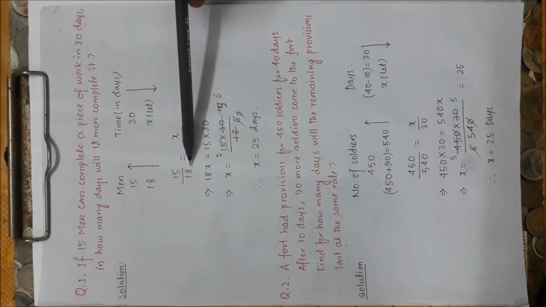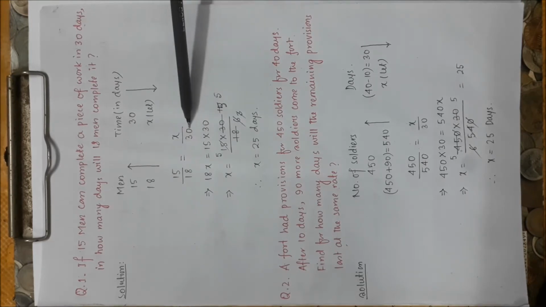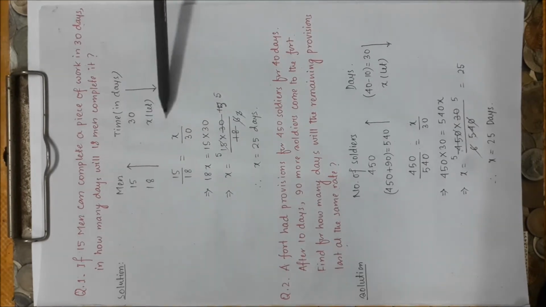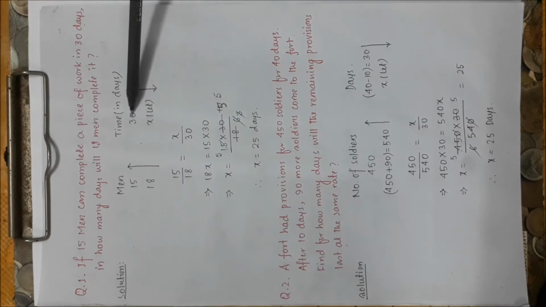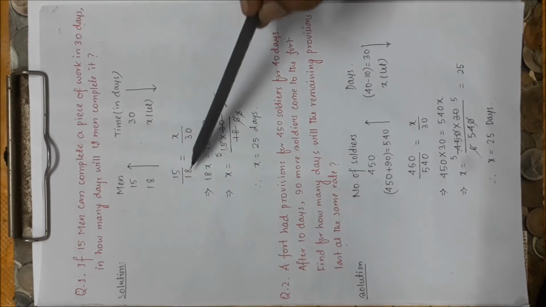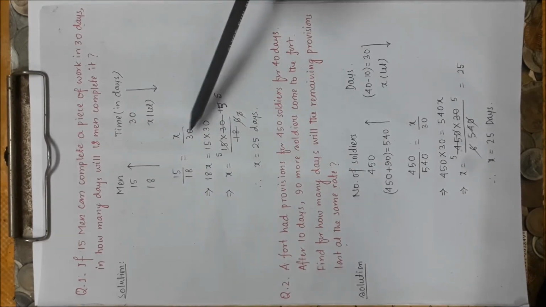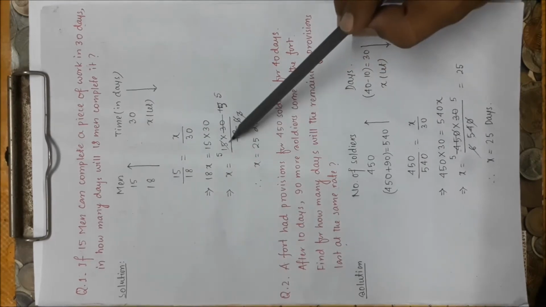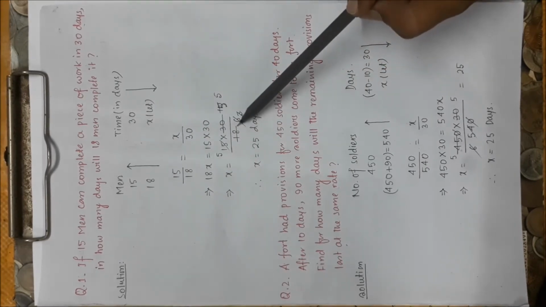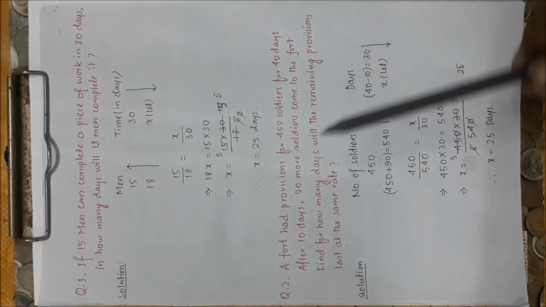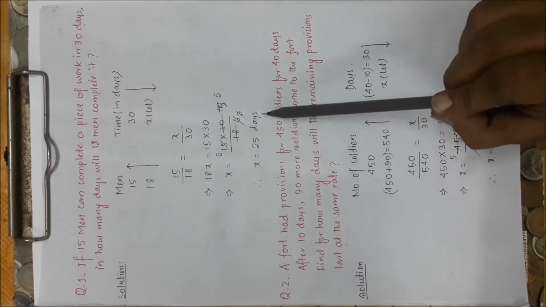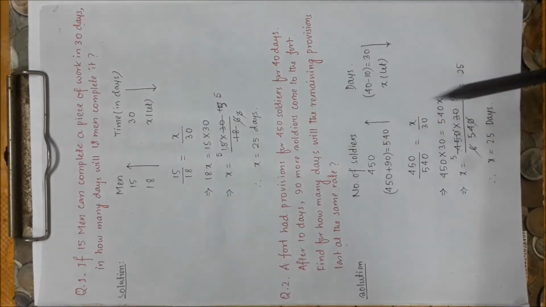So 15 by 18 equals x by 30. In case of inverse variation, we need to take the reciprocal of this side, x by 30. So if you cross multiply, you will get 18 into x equals 15 into 30. Therefore, x equals 15 into 30 by 18. Now, if you simplify, you will get x equals 25 days. Moving into the next problem.